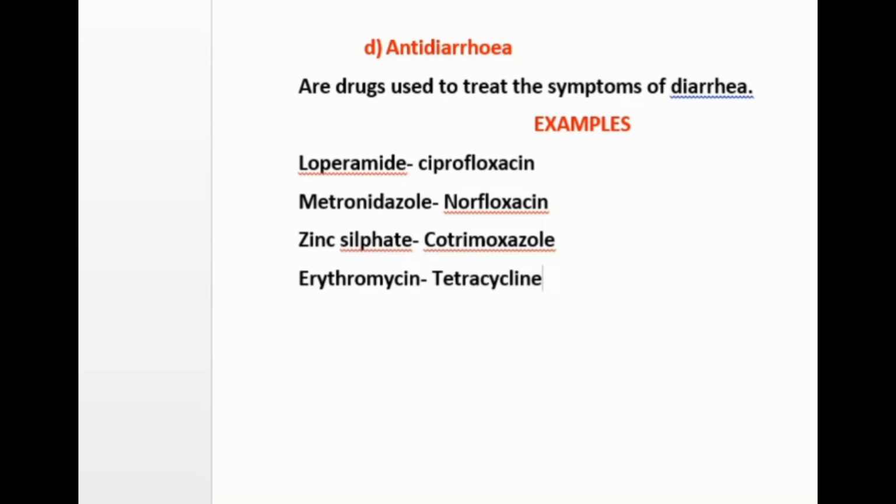So these are a number of drugs that are used to treat diarrhea. The first one is loperamide. The second is ciprofloxacin. The third is metronidazole. The fourth is norfloxacin. The fifth is zinc sulfate. The sixth is cotrimoxazole. The seventh is erythromycin. The eighth is tetracycline. All these drugs are used to treat diarrhea, so they are called antidiarrheal drugs. Now let us see the fifth category.